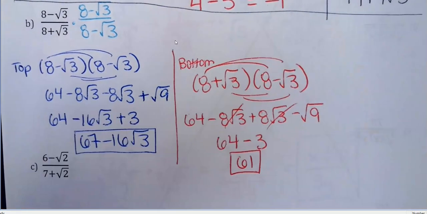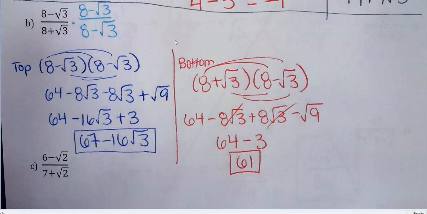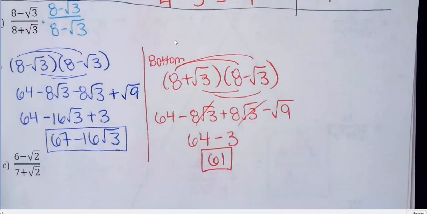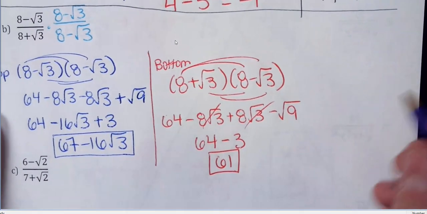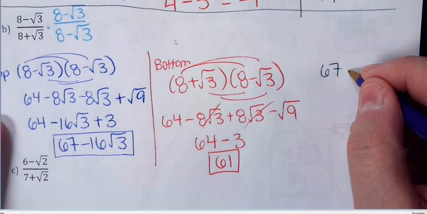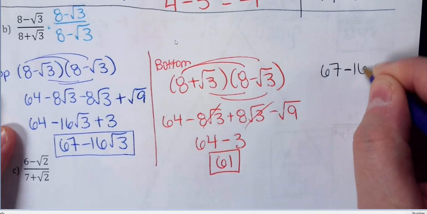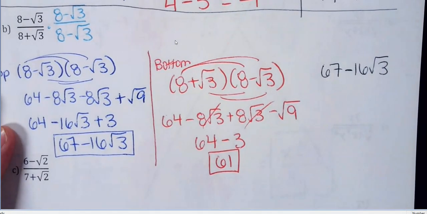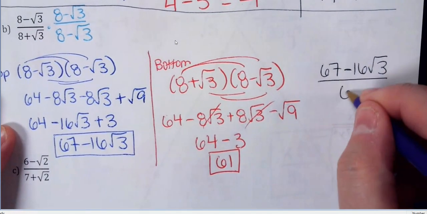Now, nothing is going to reduce here, but I'm going to put this back together into a fraction. This will be a rationalized denominator because we won't have a radical in the bottom. Totally fine to have a radical in the top. The top of the fraction, or the numerator, was 67 minus 16 roots of 3. Can't do anything else there. The bottom is 61.